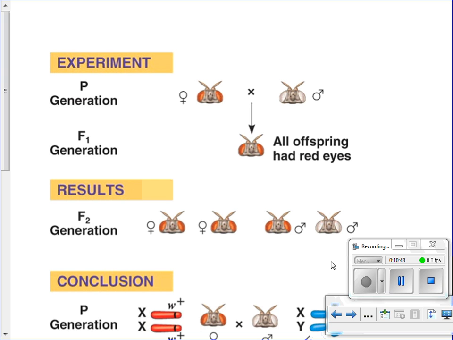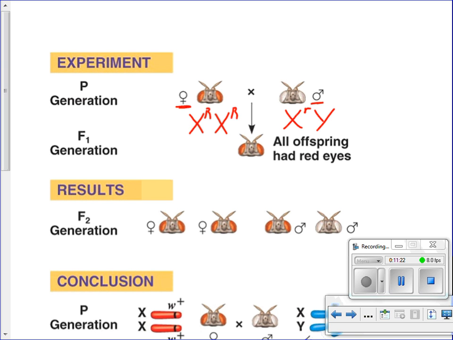So if we take a look at this cross that you have, what we can see is that we have two parents. We have a female, and this is the symbol here for a female, that has red eyes. The female has two X chromosomes. The male has, of course, an X and a Y chromosome. So what we should have on the X chromosome for the female, if this is a pure breeding female, is a capital R on each one of those X's, and for the male, it would be a lowercase r on the male's single X chromosome.